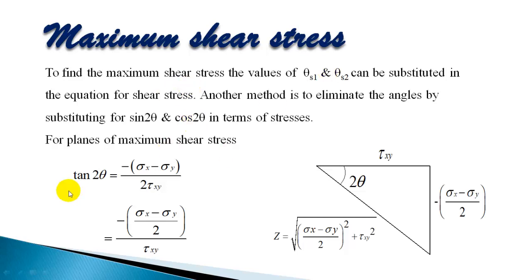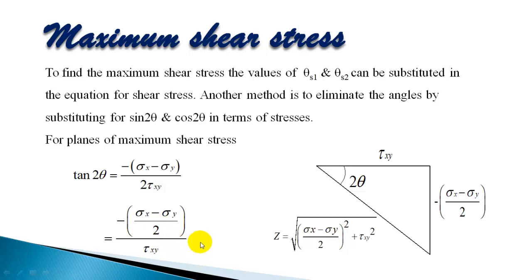We know for maximum shear stress tan 2 theta is minus (sigma x minus sigma y) divided by 2 tau xy. So you can write this as minus of (sigma x minus sigma y) by 2 divided by tau xy. This is the expression, this is the condition for maximum shear stress.